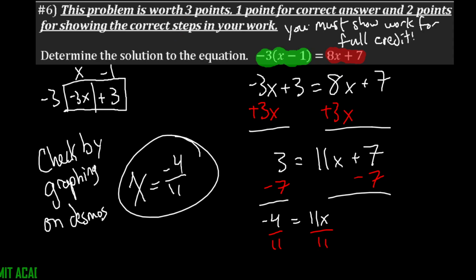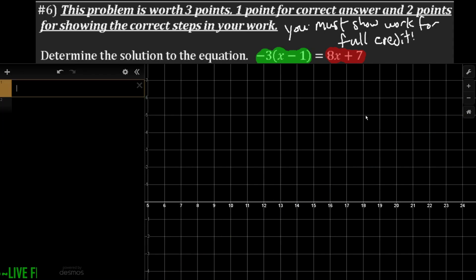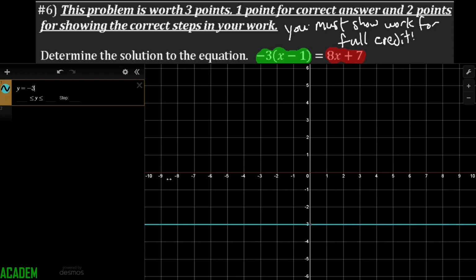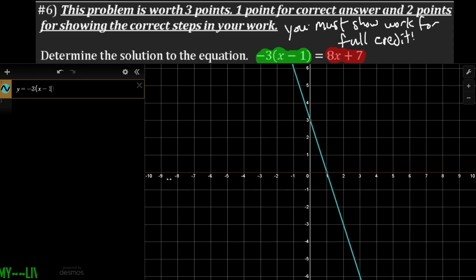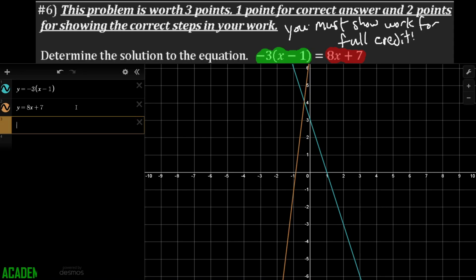Okay, so we're going to pull up our graph calculator. Let me clear this out. Hit that home button to get back to the origin. All right, so the left side is going to be y equals -3 times quantity x minus 1. There's one line. And my second line is going to be y equals 8x plus 7. And let's find where they intersect. I have a negative number, but it doesn't look like -4 over 11. So what went wrong?